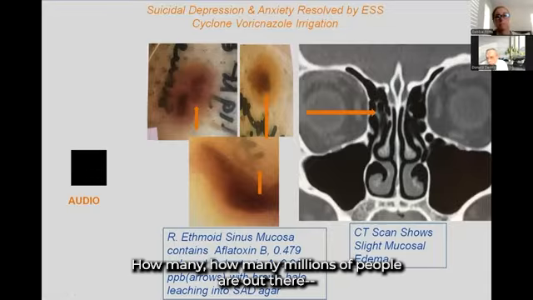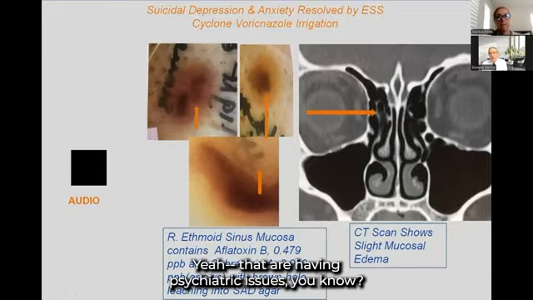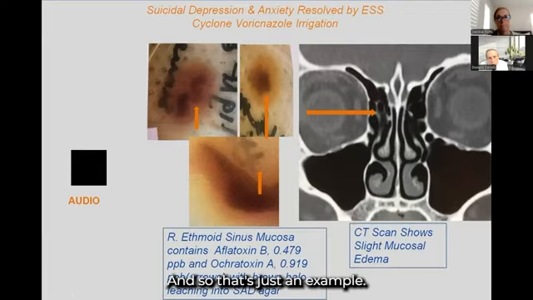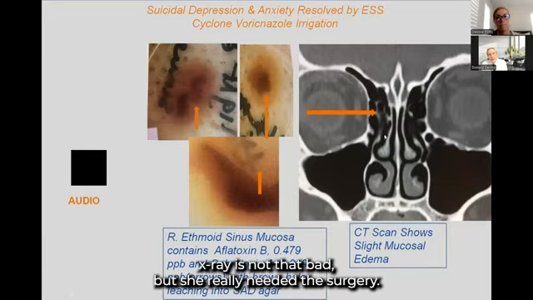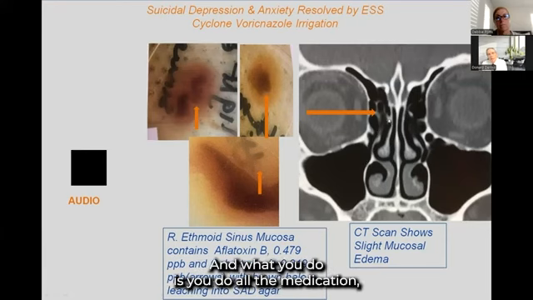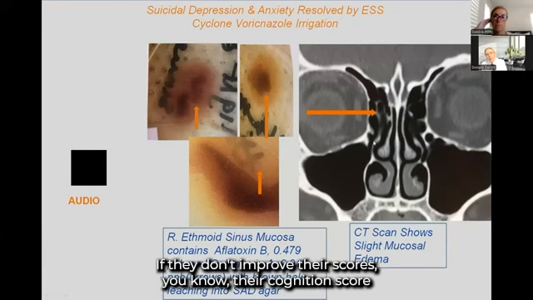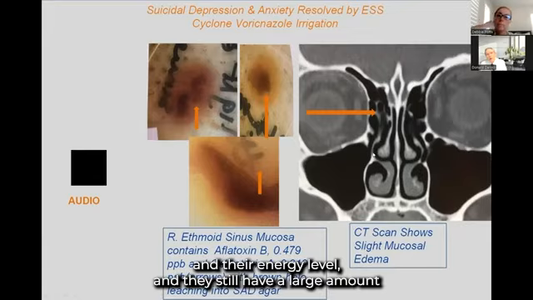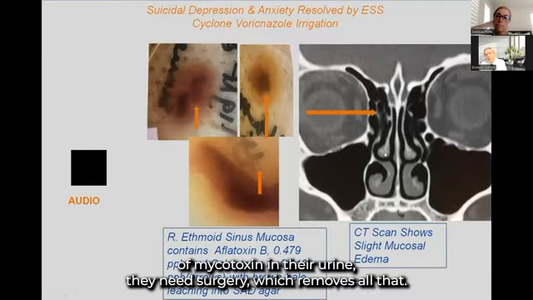Okay, so how many millions of people are out there that have psychiatric issues? This is just an example. Her sinus x-ray is not that bad, but she really needed the surgery. What you do is you do all the medication and get them out of the environment. If they don't improve their cognition score and their energy level, and they still have a large amount of mycotoxins in their urine, they need surgery, which removes all that.